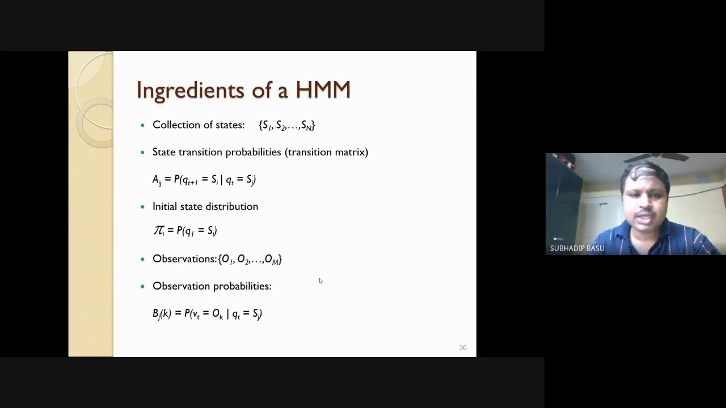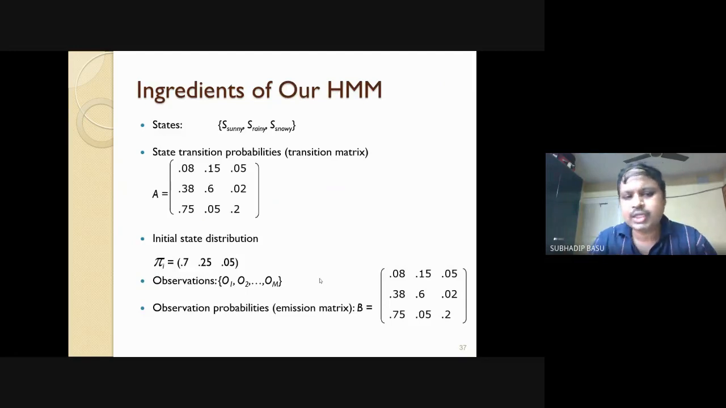We will immediately go to something like this. If we have states like sunny, rainy and snowy, and these are the state transition probabilities, what can be the transition of state A to state B and state B to state C.